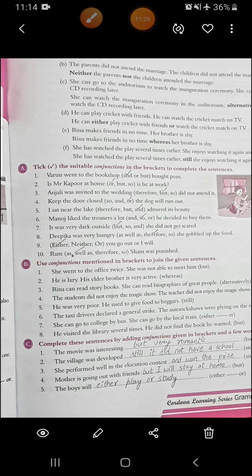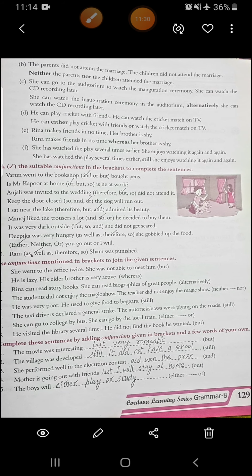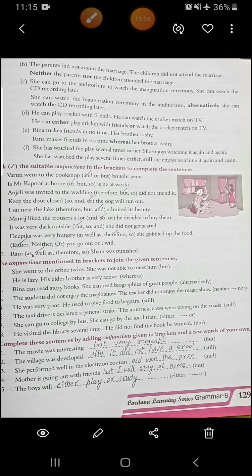Now see the C exercise. Complete these sentences by adding the conjunction given in bracket and a few words of your own. You can frame it according to your wish also, but whatever I have written, if you want, you can write that as well. The movie was interesting but very romantic.